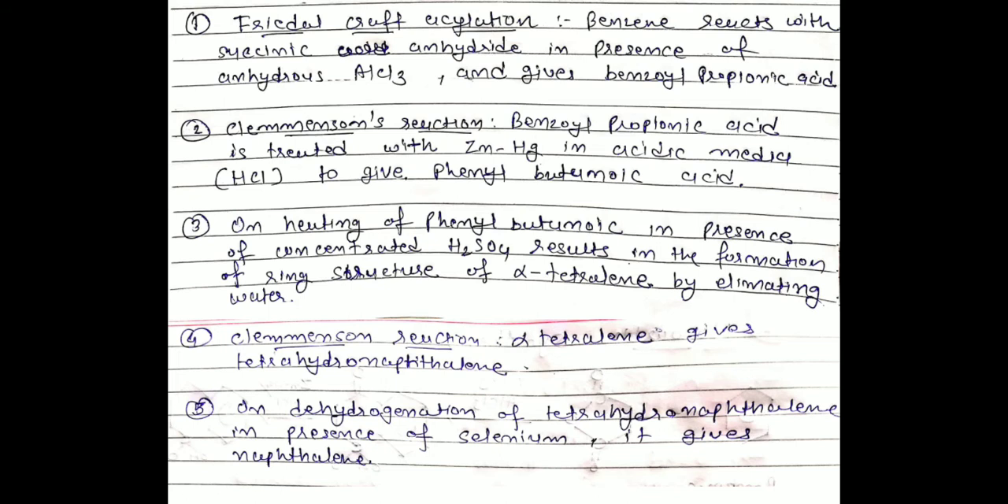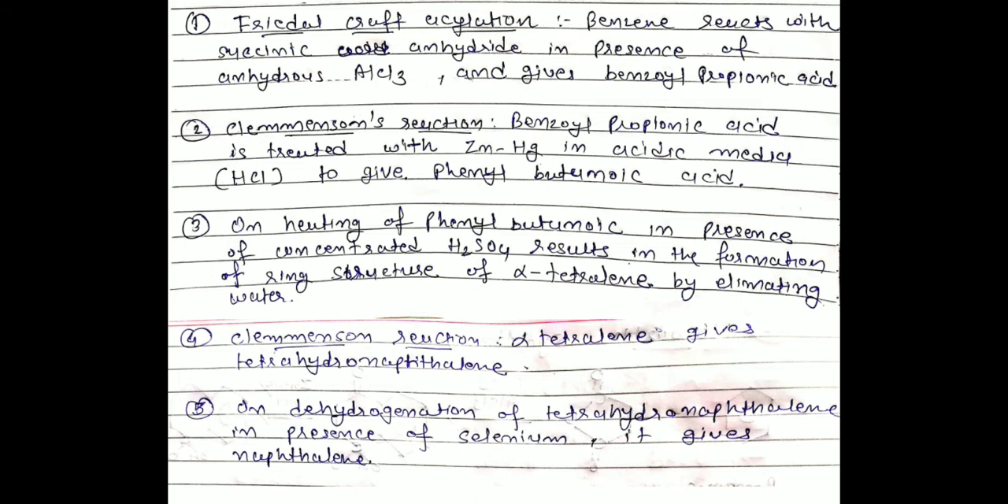Let me prepare the sentences for this reaction. First step is Friedel-Crafts acylation reaction. In this, benzene reacts with succinic anhydride in presence of anhydrous aluminium chloride and it gives benzoyl propanoic acid. Second step is a Clemmensen reaction in which benzoyl propanoic acid is treated with zinc mercury in acidic HCl media to give phenyl butanoic acid.